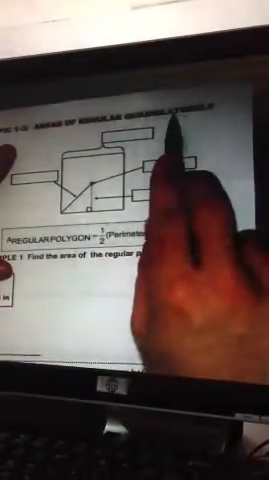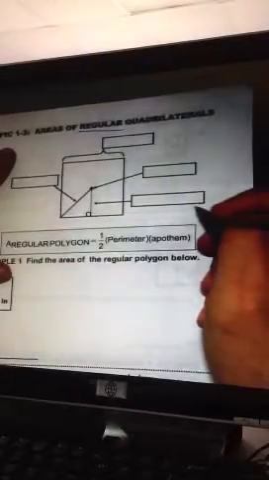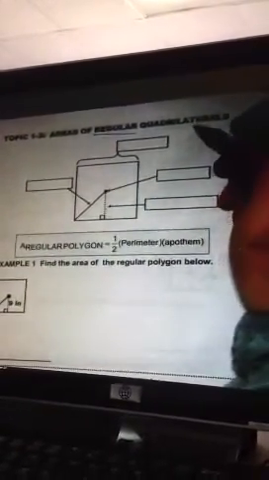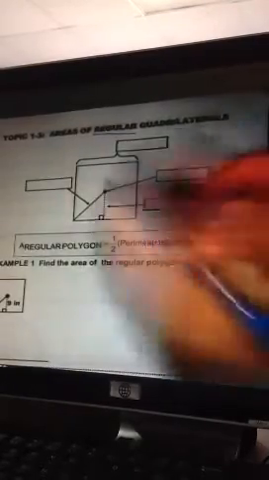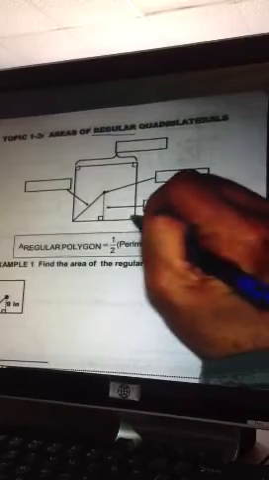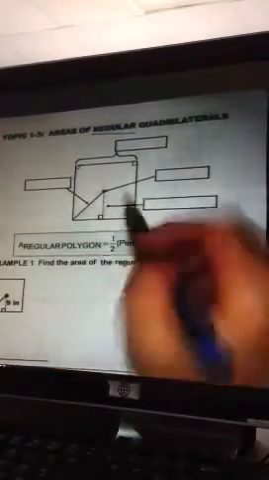Area of a regular quadrilateral. Remember that the word regular tells us equilateral and equiangular. And because this is a quadrilateral, we're looking at a square. All the corners here are 90 degrees. Even this one. What is the radius?